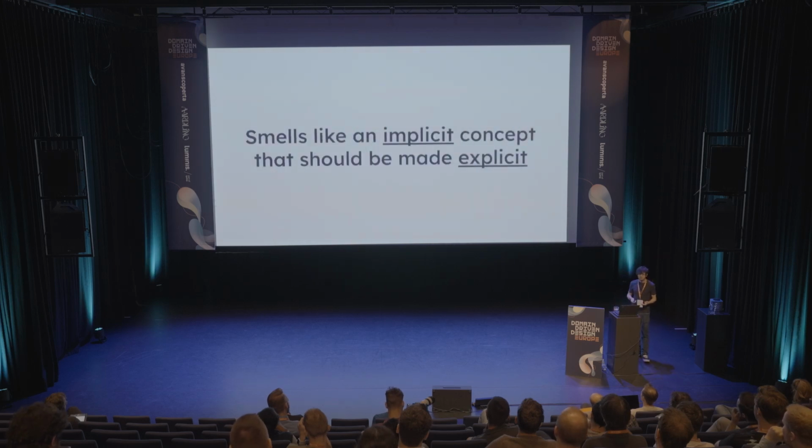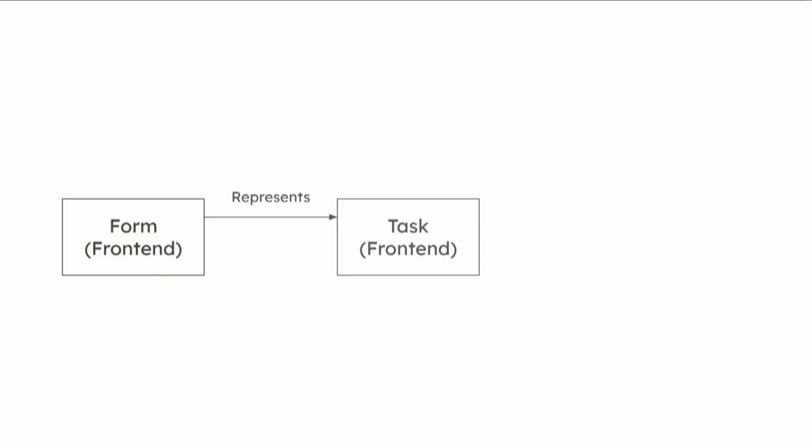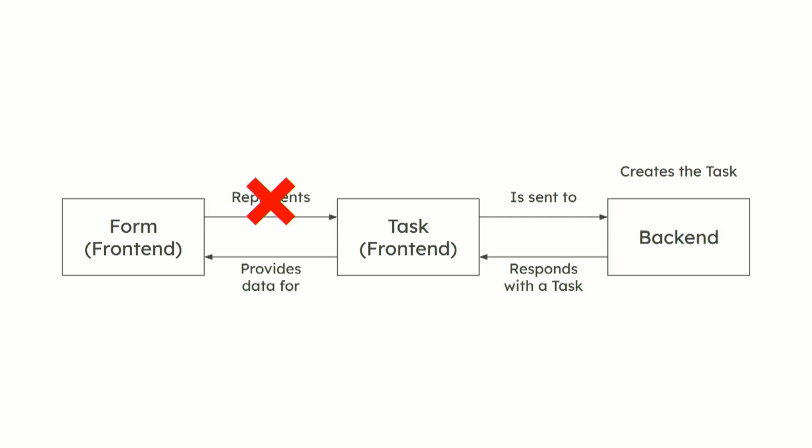And it smells a lot like an implicit concept that is missing there that should be made explicit. So right now, what we might be assuming is that the flow of this use case is like we have a form in the front end, and this form represents a task, and the data of this task is sent to the back end, which creates the task, and responds with the data of the created task to the front end, and it's used to be rendered by the front end. But we already know that this part is a lie. We already know that the form does not represent a task.